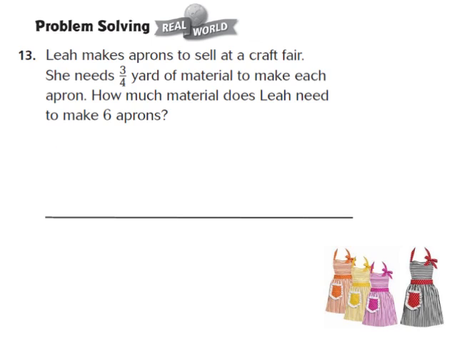Now let's take a look at question number 13. It's one of our real-world problem-solving questions, and it says, Leah makes aprons to sell at a craft fair. She needs 3/4 yard of material to make each apron. How much material does Leah need to make 6 aprons? So what we know we have is this. We know that she needs 3/4 of a yard of material to make each apron, and we want to know how much material she needs to make 6 aprons.